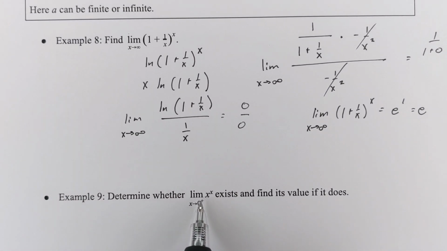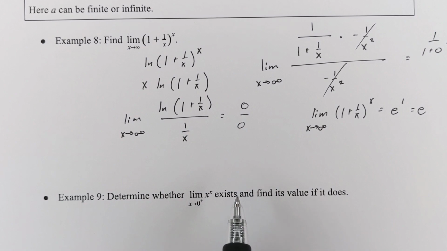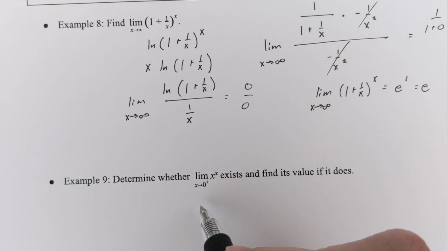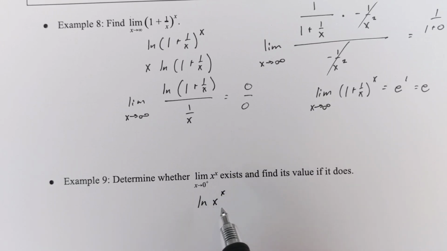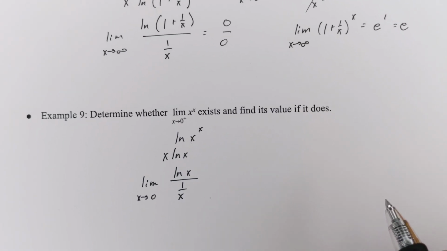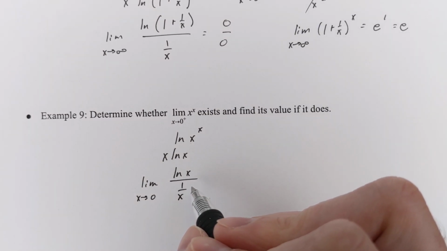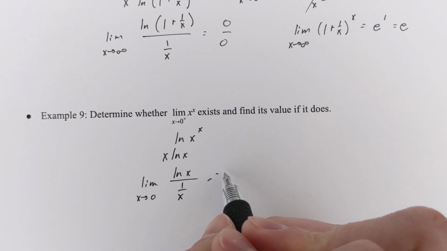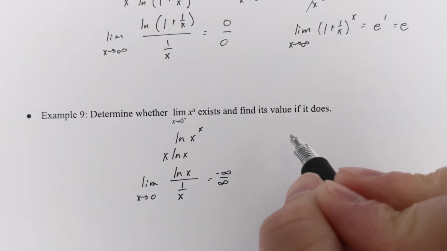All right, determine whether the limit of x to the x exists, and find its value if it does. Okay, well, we're going to take the natural log, which becomes x ln x, which becomes ln x over 1 over x, limit as x approaches 0. So if we try to do this, we get infinity over infinity, essentially. So we should get negative infinity over infinity, so we got to L'Hopital.